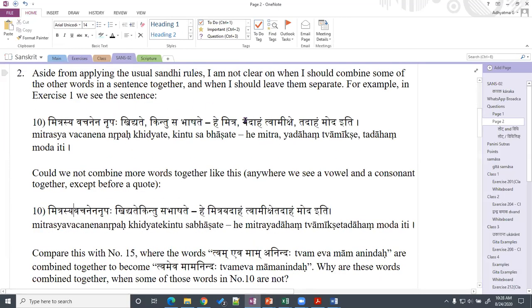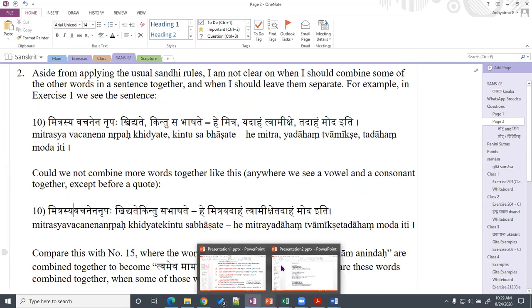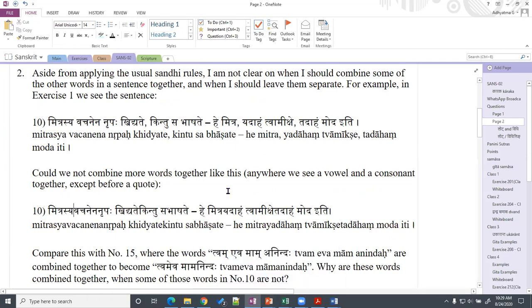Remember, this is not sandhi. Just putting the words together is not sandhi. It is just putting the words together. Sandhi happens when there is a change either in the previous letter, the subsequent letter, or both the letters.